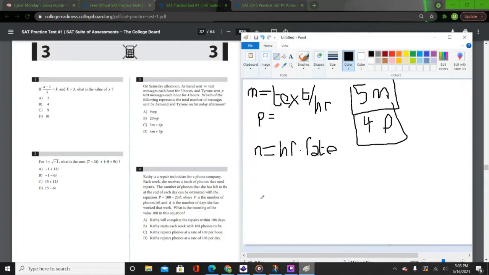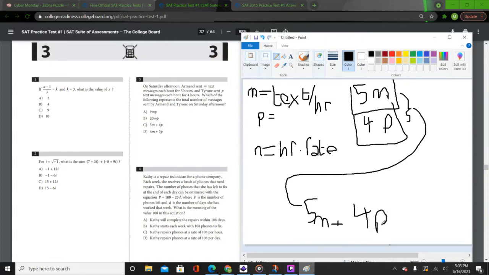However, the question is asking for the total combined on Saturday afternoon, so we do have to sum them. 5M plus 4P. And that is our answer, 5M plus 4P. And that should be the correct answer, so that should be C. Oh, we want question 3 first. Yep, C is correct.